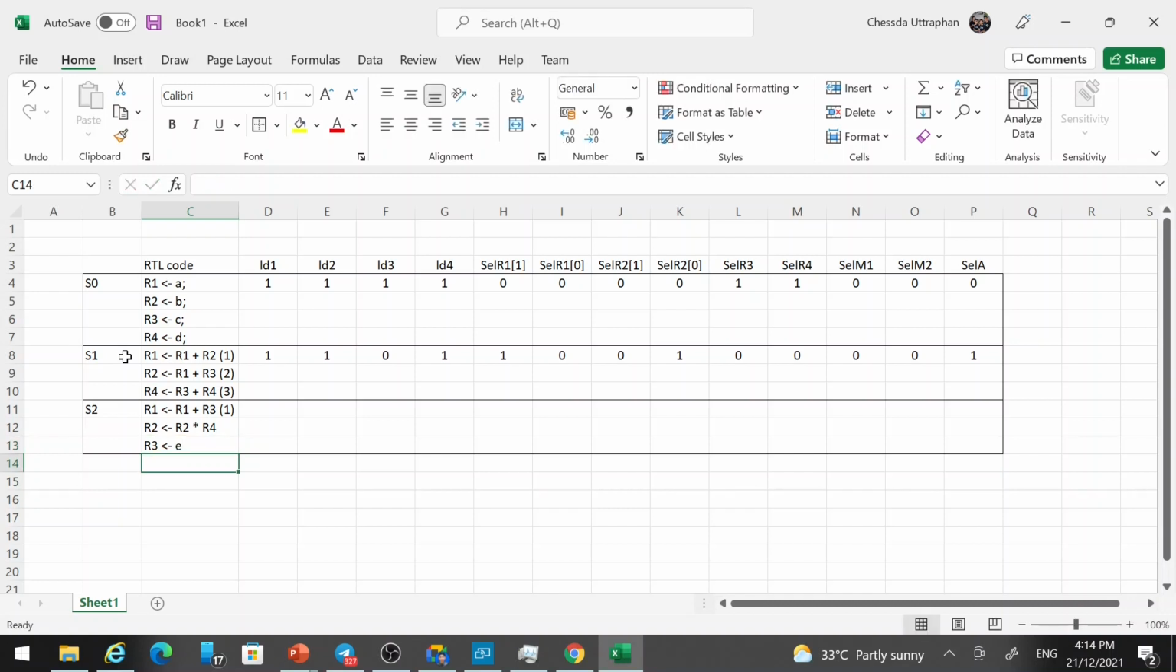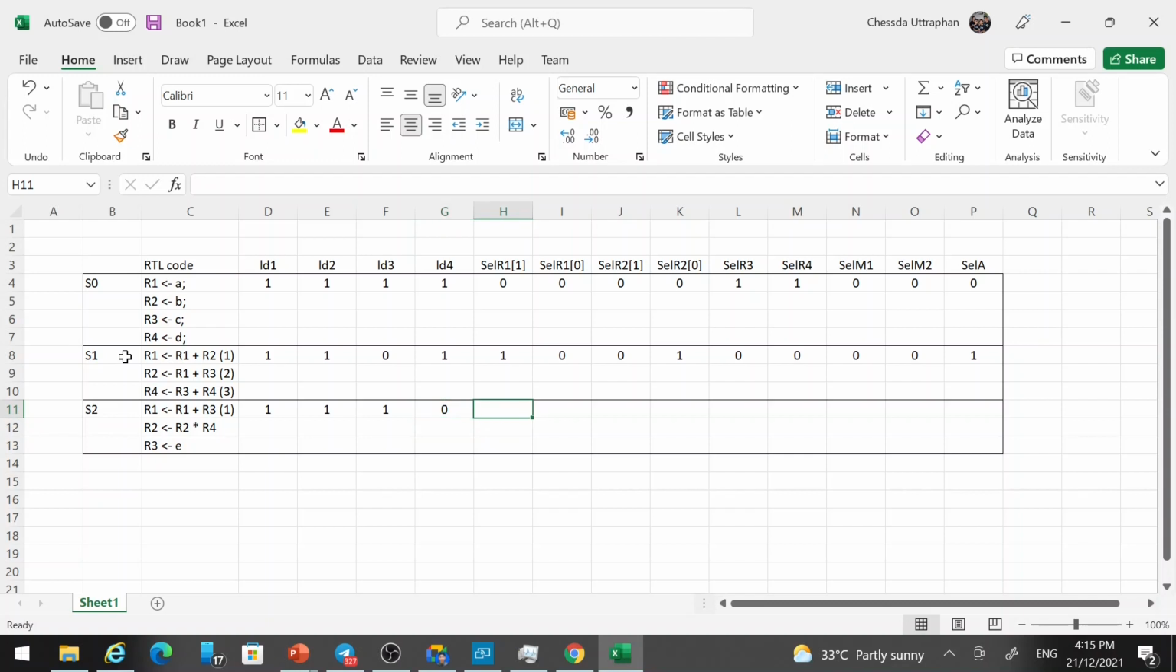Okay, so let's see what are the signals that we need to activate. First, we want to write to R1, LD1 must be 1. We want to write to R2, must be 1. We want to write to R3, must be 1. R4, no need to write anything into it, so must be 0.